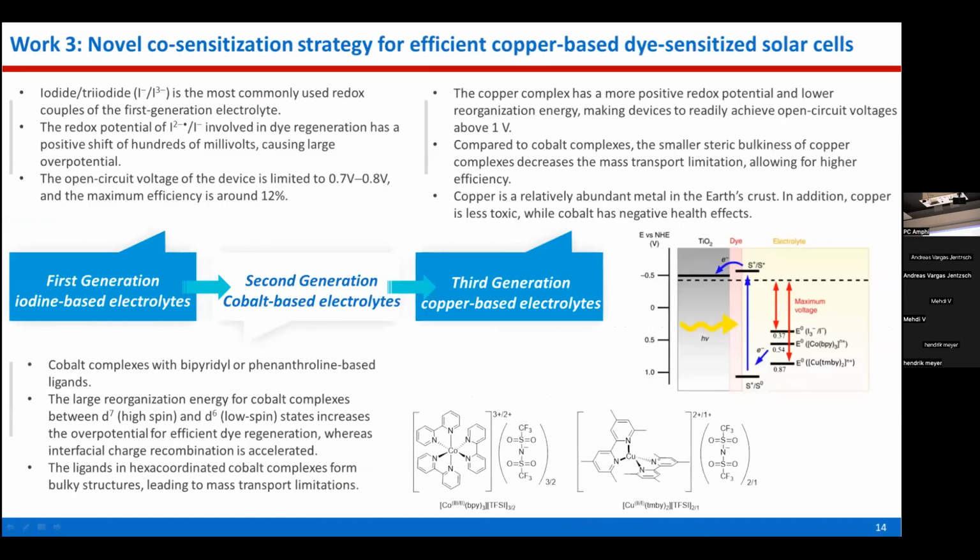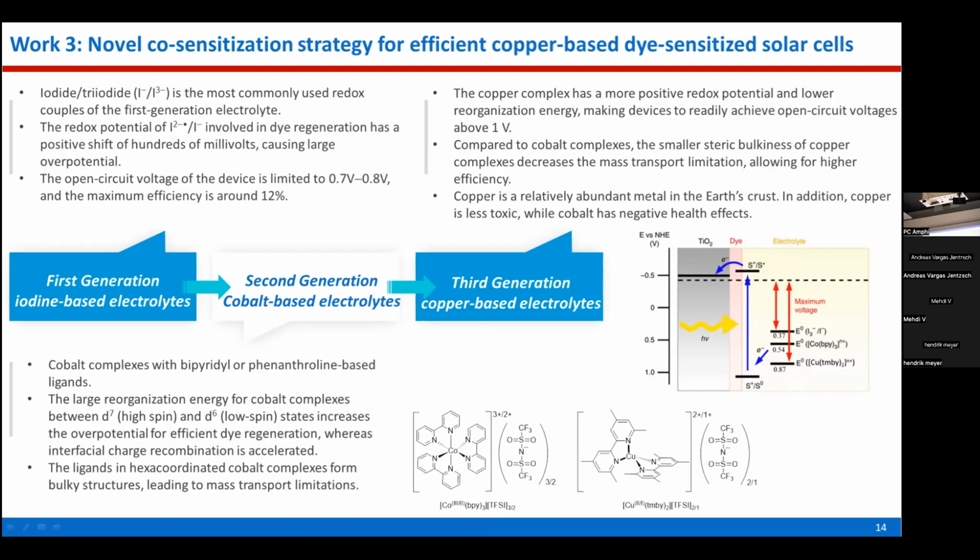I have published some works on the first generation iodine-based electrolyte and the second generation cobalt-based electrolytes. But they have some obvious drawbacks. For example, for the iodine-based solar cell, the VOC is limited to 0.7 to 0.8 volt, and the maximum efficiency is around 12%. For the cobalt complex, it has a low reorganization energy for dye regeneration, but the ligands around the hexacoordinate center are very bulky, leading to mass transport limitation. This is more severe at the bracelet.